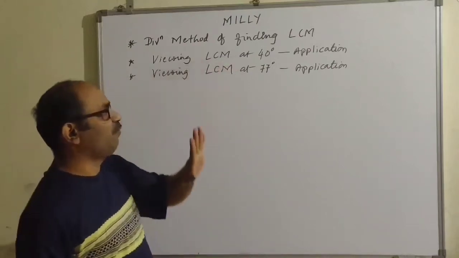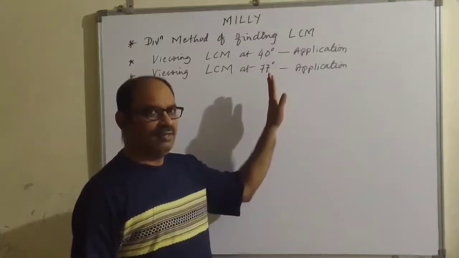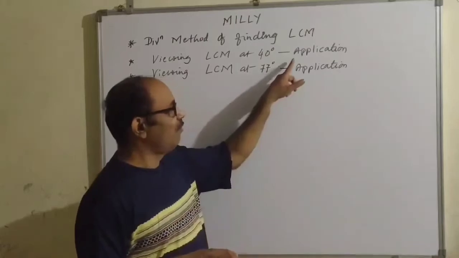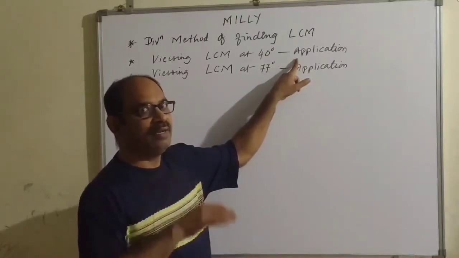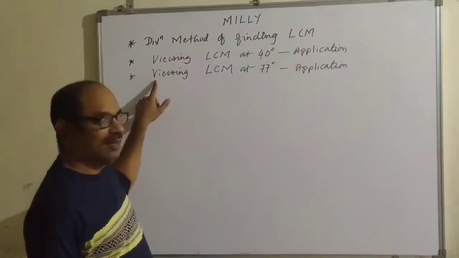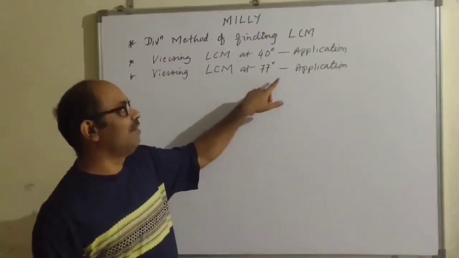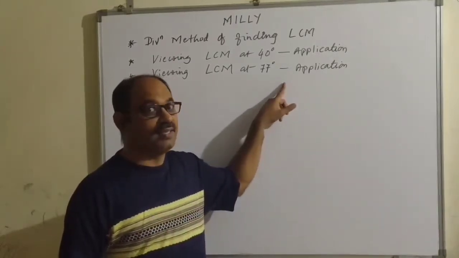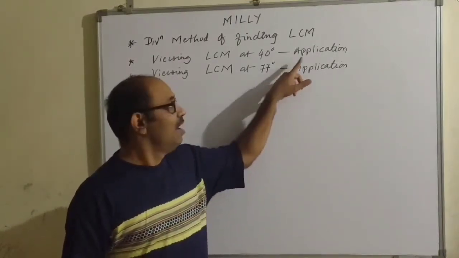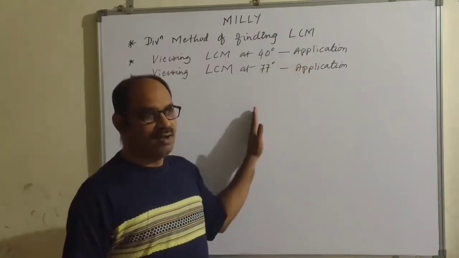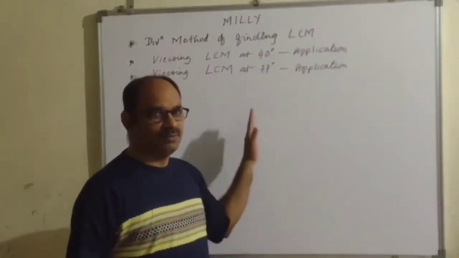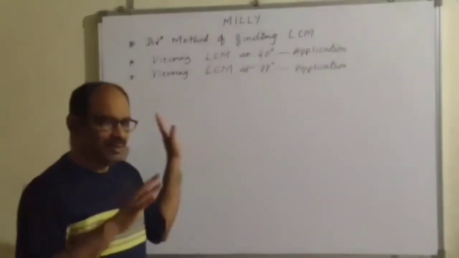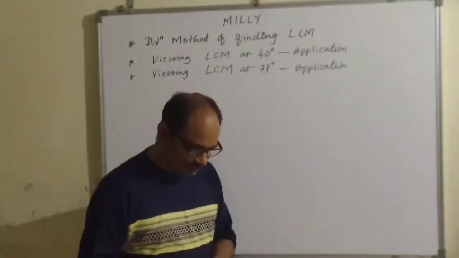Viewing LCM at 40 degree. Nothing as such is given in mathematics. It's my way, my trick of making application in that particular word problem. Next, viewing LCM at 77 degree. Here also we make application, right? This is the basic definition of LCM. And here, if you remember, a number is a product of two, and that number is the same, then that number is the LCM of those two. Anyway, you can go back and see the previous video.